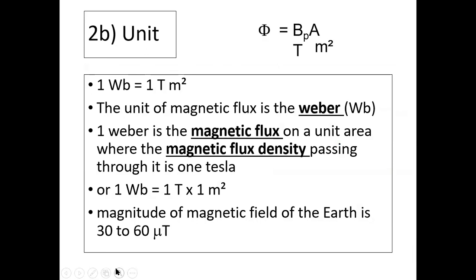Wait, one minute, sir. That means this is the area, meter square is the area. So B is the magnetic flux density, passing through it is 1 Tesla. So Tesla meter square is the unit. The magnetic flux density is the Tesla. Instead of calling it Tesla meter square, we call it Weber for magnetic flux.